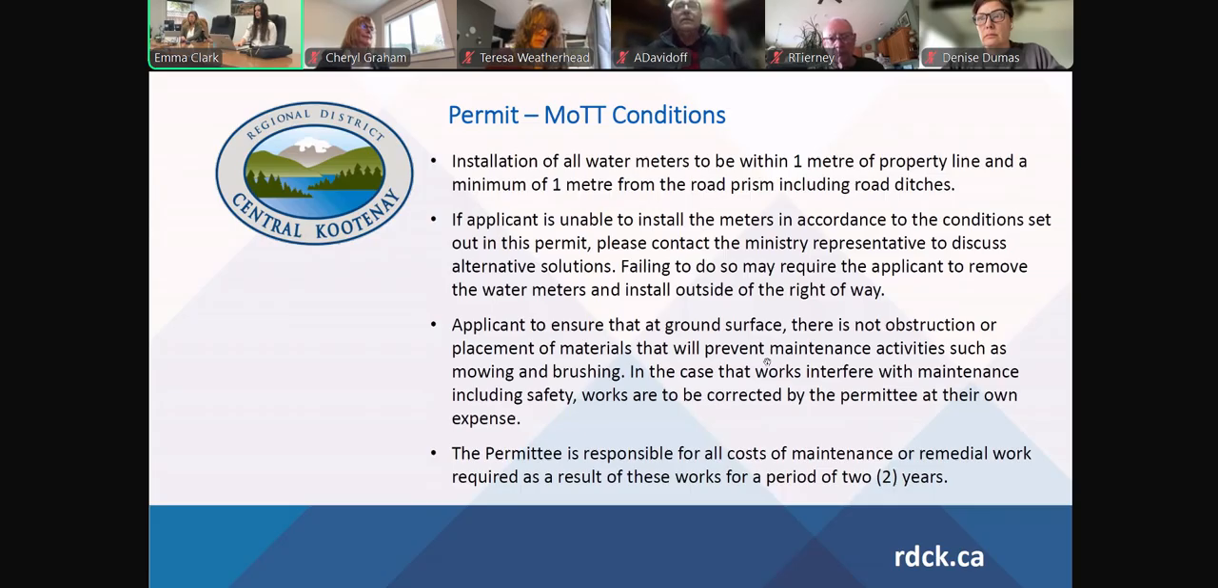Some of the conditions there, I won't go through all of these, but in order for us to place those in the road right of way, these are the conditions that need to be met by the permit. Next slide, please.